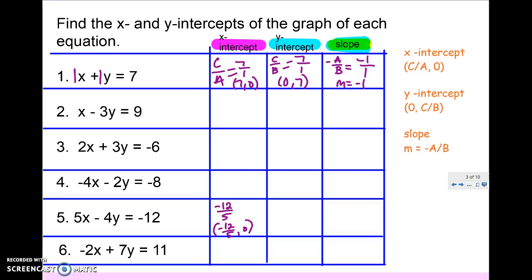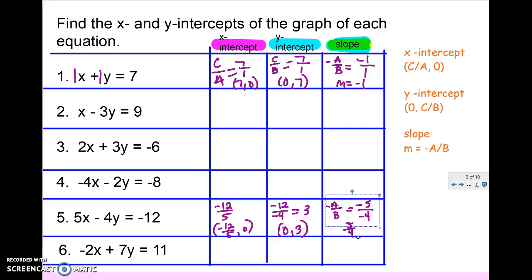Because I don't know where 12 over 5 is, but if I change it to a mixed number, which is 2 and 2/5, well, I know that's between 2 and 3. Okay, so my y-intercept would be c over b. So negative 12 over negative 4, which gives me 3. So it's 0, 3. And then my slope is negative a over b. So negative a, which is 5, over b, which is negative 4. Two negatives in the same fraction is going to become a positive 5 over 4 for my slope.